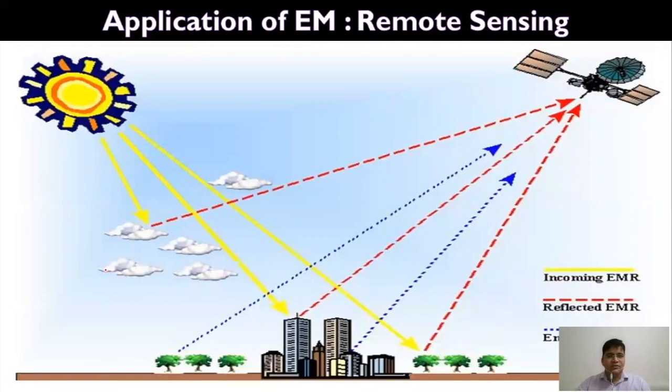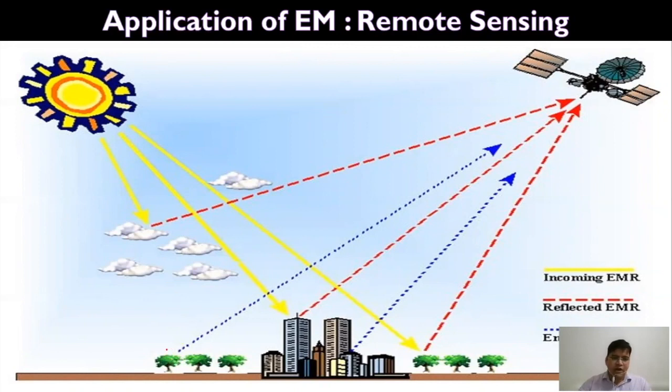We can see this figure and understand. The sun is here and it is sending several types of light. The light is striking the clouds, and some EMF. You can see here the incoming EMR, electromagnetic radiation. The EMR is reflected from the clouds, and it is sensed by the satellite. So we may predict the weather, what the weather condition will be. The reflected EMR is shown here with the red dotted lines, and that was one type of sensing.